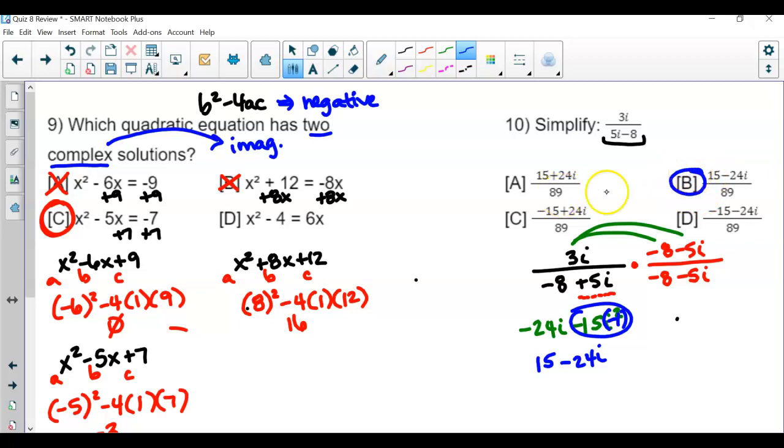Because also notice, test taking strategy, they all have the same denominator, which is 89. Because again, 8 times 8 is 64, 5 times 5 is 25, and we always add in the denominator. So that's how you still get that 89.